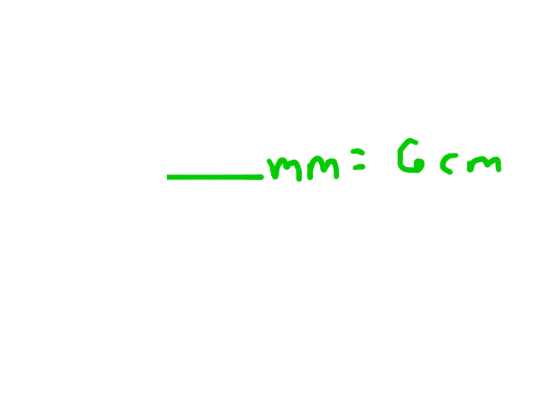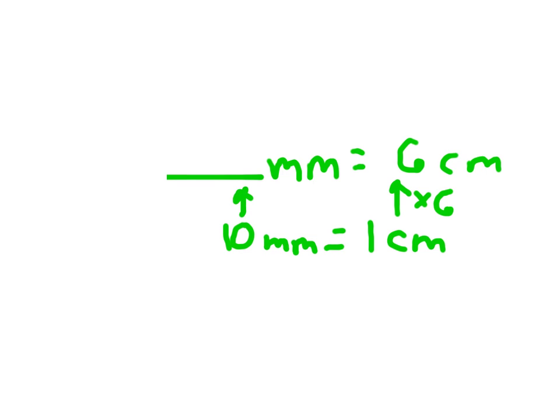Here we have blank millimeters equaling 6 centimeters. We know that there are 10 millimeters in 1 centimeter. Remember, a millimeter is even smaller than a centimeter. And then so 1 to 6 is multiplied by 6. Multiply 10 by 6, we get 60. So that 60 millimeters equals 6 centimeters.